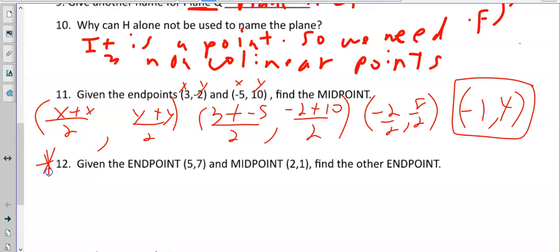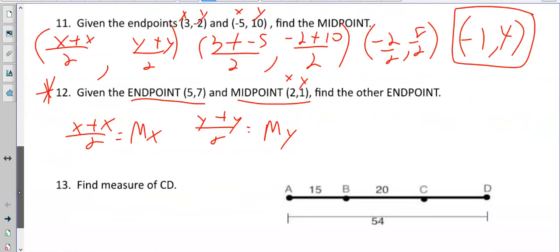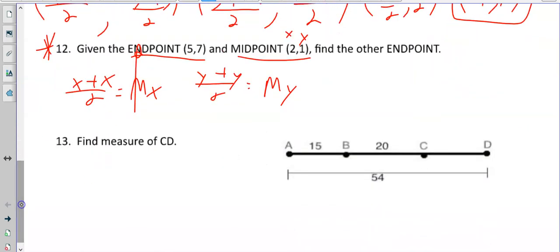Now remember, this one is the challenging one. You're given an endpoint and a midpoint. So remember, x plus x divided by 2 equals the midpoint of x. And y plus y divided by 2 equals the midpoint of y. So that means the midpoint numbers go here. My midpoint is 2 for x, and my midpoint for y is 1. And now I do the math. My one endpoint is 5. I don't know the other one, but I'm still going to divide by 2. My one endpoint is 7 for y. I don't know the other y, and I divide by 2.